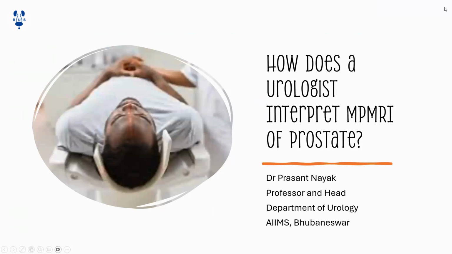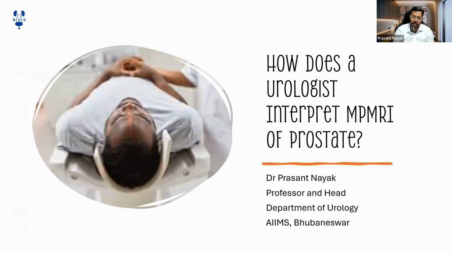So my topic is how does a urologist interpret a multiparametric MRI of prostate? That is what I'll be talking about in the next half an hour. How do we make sense of the report? There is a lot of disagreement even amongst radiologists, and a trained radiologist, one who is doing only uroradiology, would be able to interpret an mpMRI much better. So we are not going to get into that much depth.